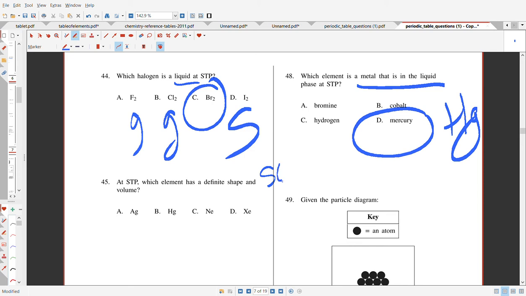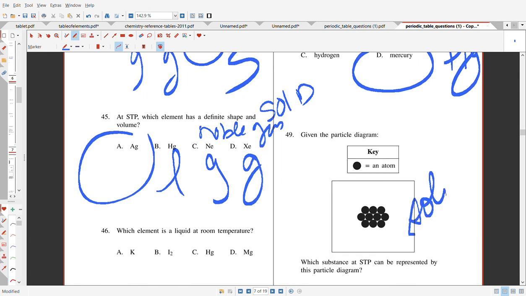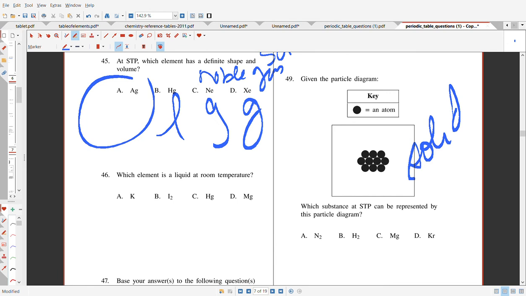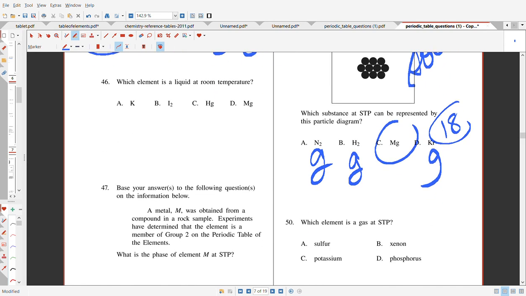Which element has a definite shape and volume? That's the definition of a solid. And actually, mercury's a liquid. And these guys are in group 18, so it's silver. Group 18 are called noble gases. I know I'm not showing you, but I don't want to go back and forth. This is a diagram of a solid. So these are the diatomic gases. Krypton's in group 18, which is called noble gas. And all metals are solids except for mercury.